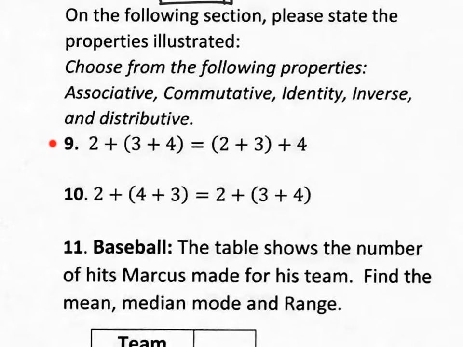Associative, are you sure? Yes. The parentheses are around the 3 and the 4, and then over here they're around the 2 and the 3. 2, 3, 4, 2, 3, 4. Order does not switch. So this is definitely associative of addition. Associative property of addition. Okay.